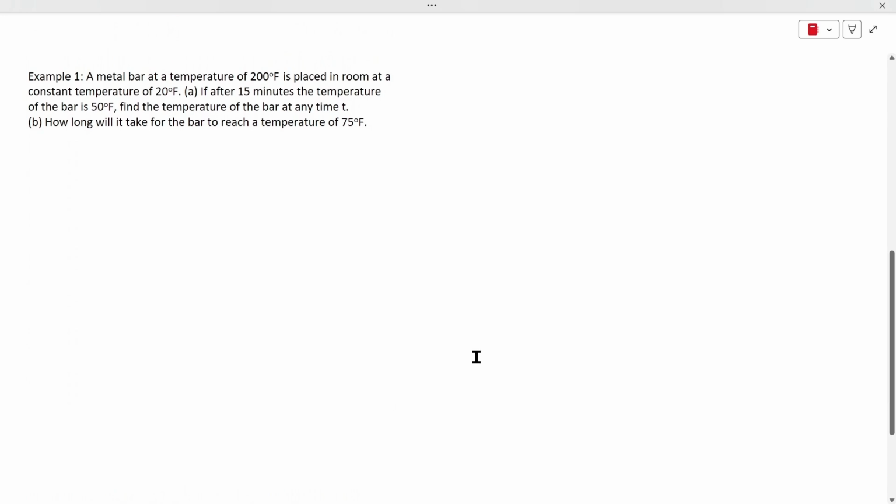Given this example number 1, a metal bar at the temperature of 200 degrees Fahrenheit is placed in a room at a constant temperature of 20 degrees Fahrenheit. If after 15 minutes the temperature of the bar is 50 degrees Fahrenheit, let's find the temperature of the bar at any time t. And also, how long will it take for the bar to reach a temperature of 75 degrees Fahrenheit?